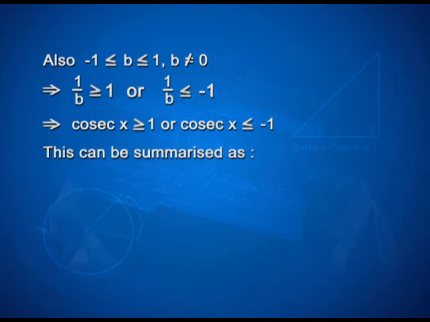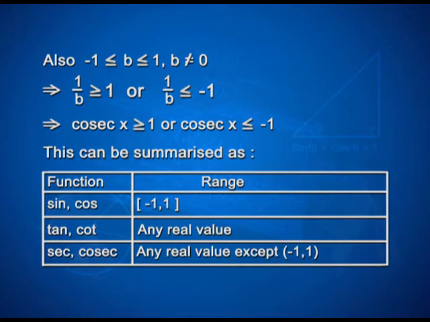This implies cosec x is greater than or equal to 1, or cosec x is less than or equal to minus 1. This can be summarized as function with their range: sin and cos have their range as minus 1 to 1, tan and cot have range as any real value, sec and cosec have range as any real value except minus 1 and 1. Now, let us study about periodic functions.